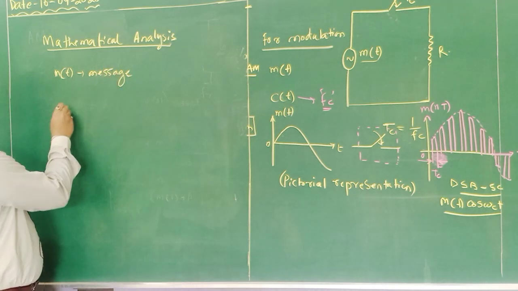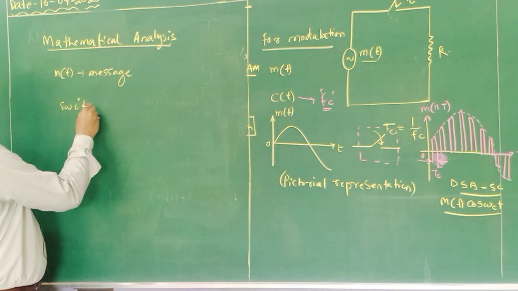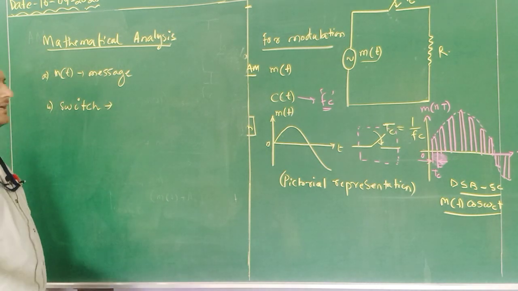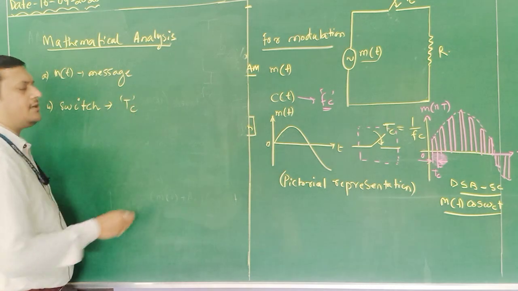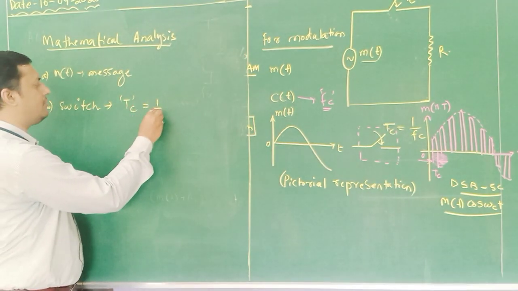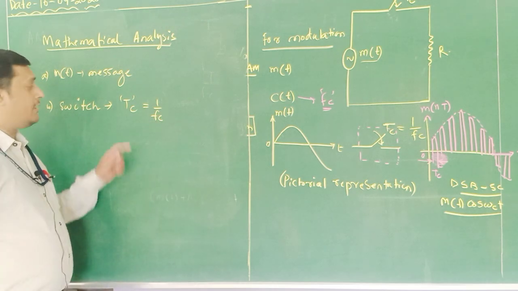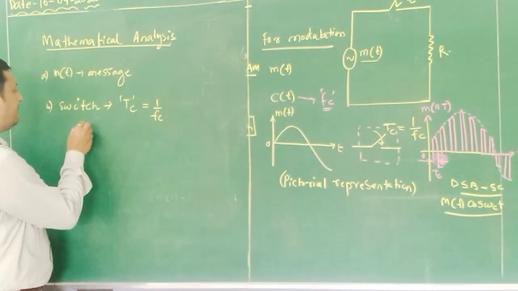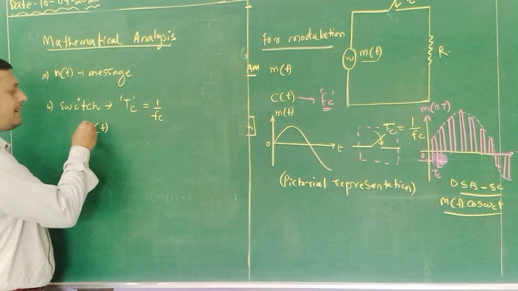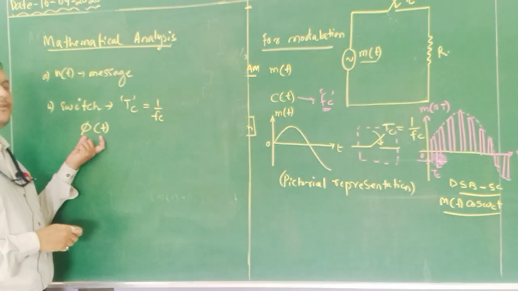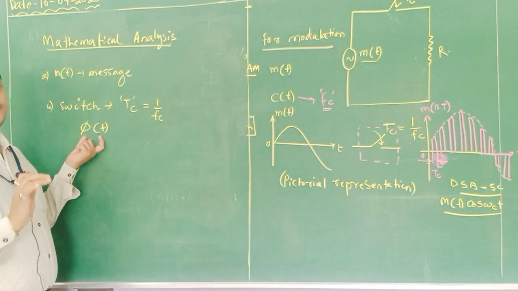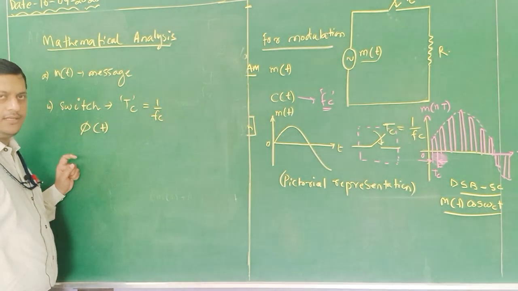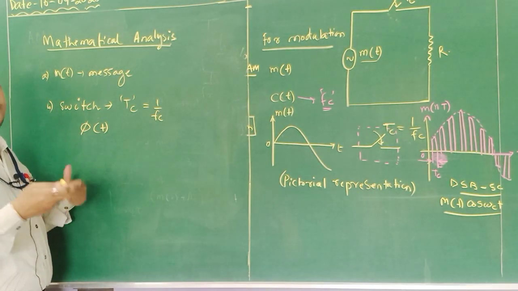Then second is the switch, and the switch is switched on and switched off for a regular time interval of Tc, which is equal to 1 by Fc. Okay. Now in order to represent the switch in a certain relation, I will represent the switch operation as phi of t. Okay. This phi of t is having a decision that when the switch is closed, then only the output is available. When the switch is off, the output is not available.